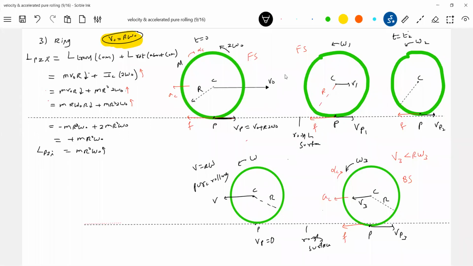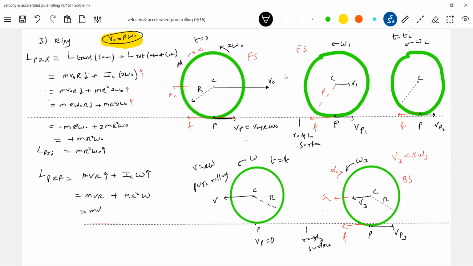Now how to calculate this V, and what is the time taken? Finally, at time t, how to determine this? It's quite simple. We'll go for the final angular momentum. Final angular momentum is MVR plus I_C omega, about point P. Both are anti-clockwise, both are positive. So this is mr square into omega.